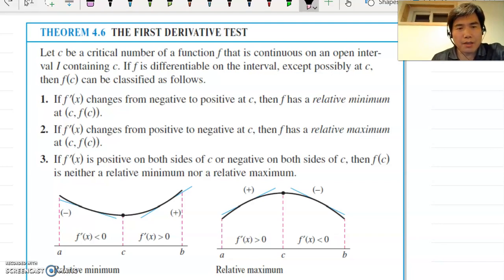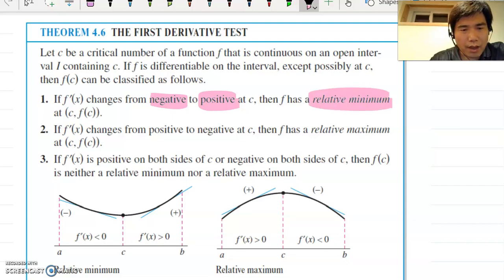if f prime x changes from negative to positive at c, then f has a relative minimum. Okay, so negative to positive, then the relative minimum. And if f prime x changes from positive to negative, then this becomes the relative maximum.